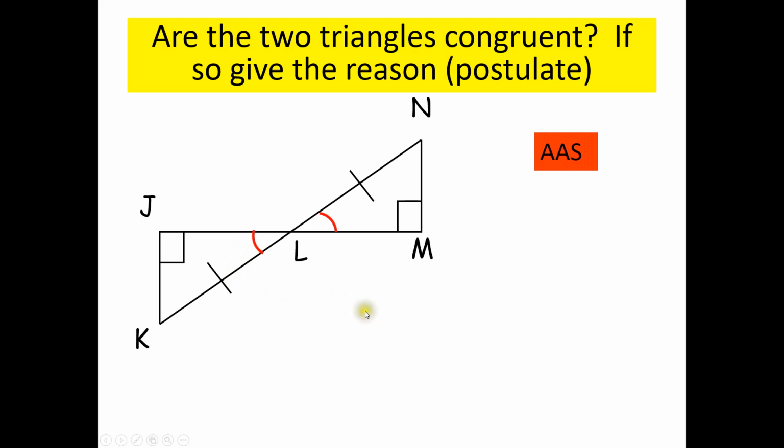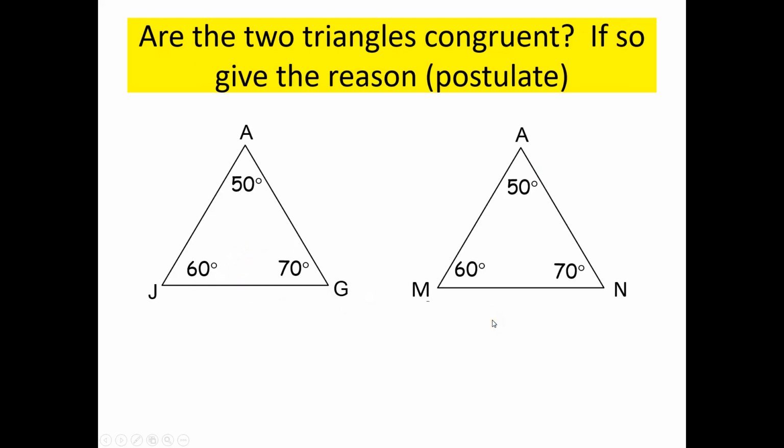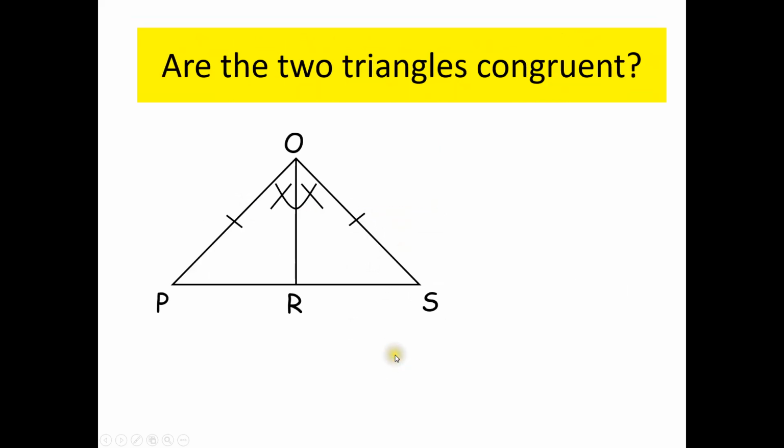Okay, angle, angle, side. Next, are these congruent? Nah, this is angle, angle, angle, the bad one. Okay, it does not prove it to be congruent. Okay, what about this one? So this is side and some weird looking angle and a side. Okay, so side, angle, side.